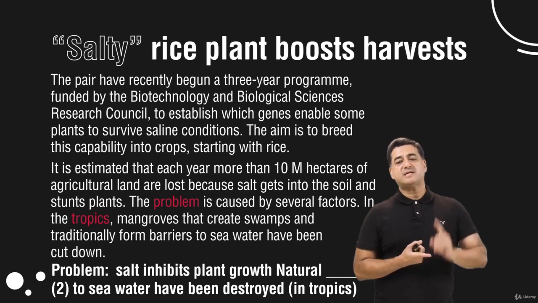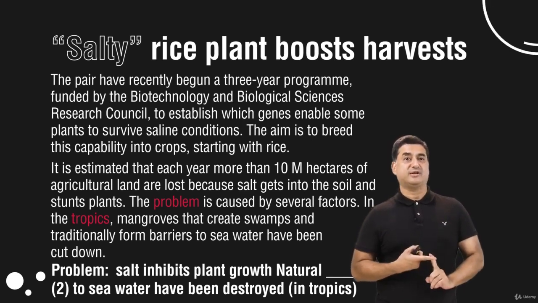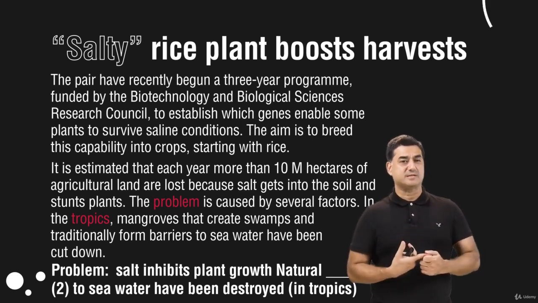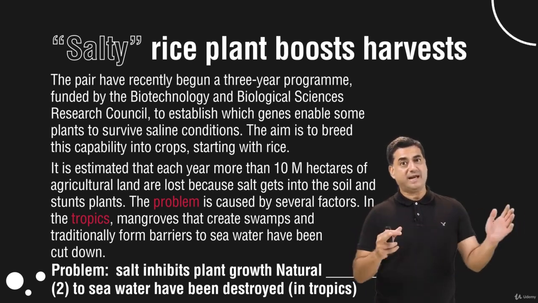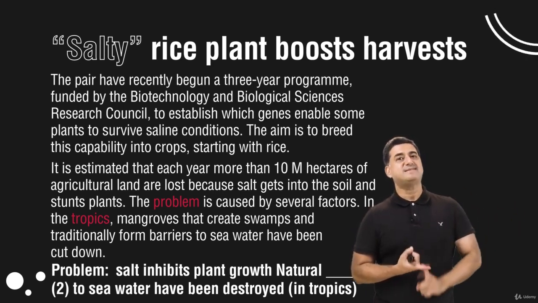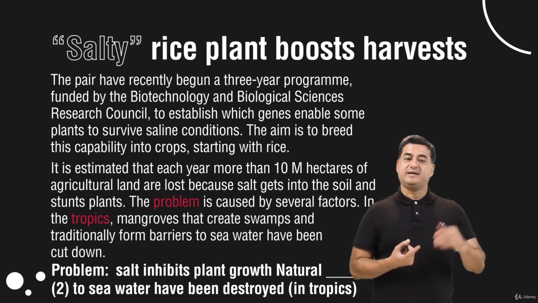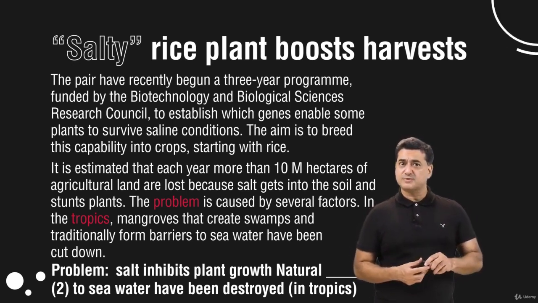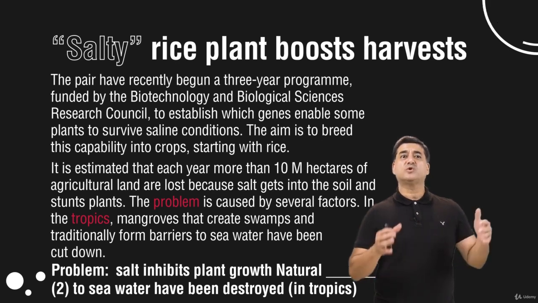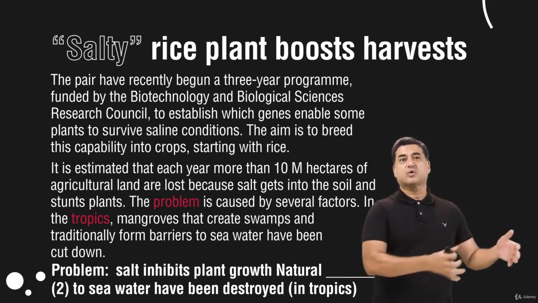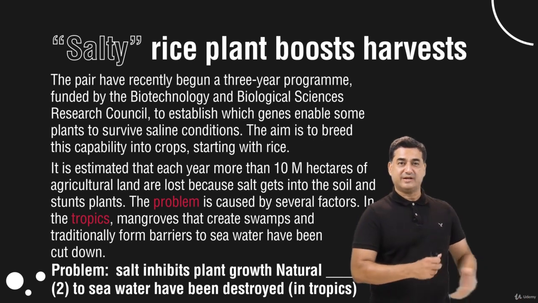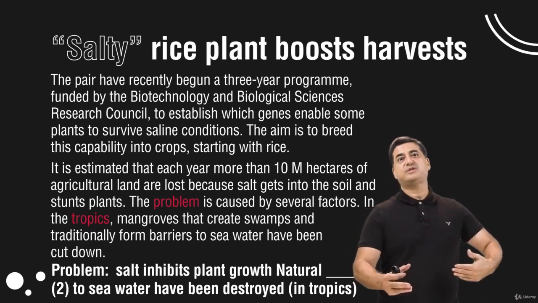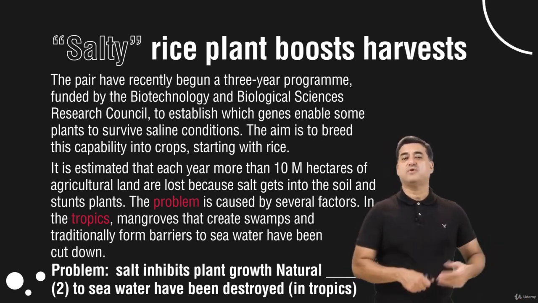The problem is caused by several factors. Several. What does several mean? More than few but not many. So the problem is caused by several factors. And in the tropics, mangroves. You know what mangroves are? Mangroves are those plants that grow in water near coastal areas and they try to protect your land from seawater.